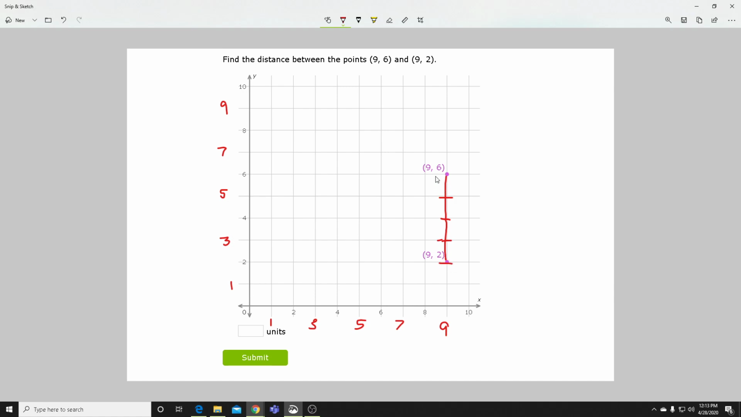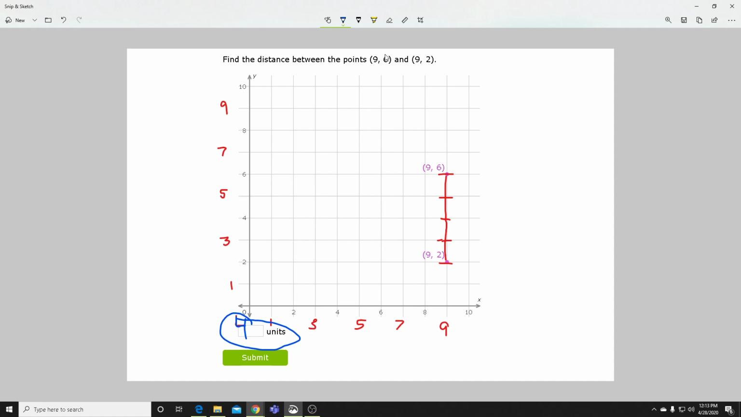So from here to here, you can just count 1, 2, 3, and 4. So you should get 4 units in between. I'll use a different color actually. So you should get 4 units in between these. Now, I want to think about this in a couple other ways though.